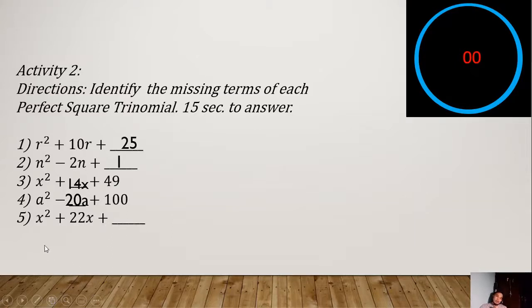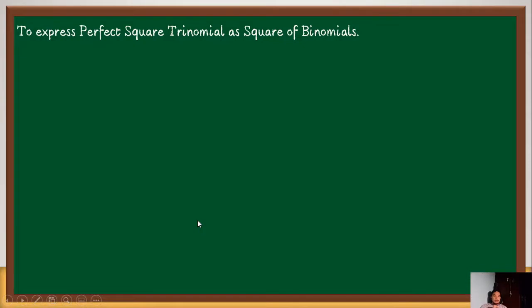Last example, the answer is 121. 22 divided by 2 is equal to 11. 11 raised to 2 is equal to 11 times 11, which is equal to 121. Okay, very good. Now, let's go to expressing perfect square trinomial as a square of binomials.